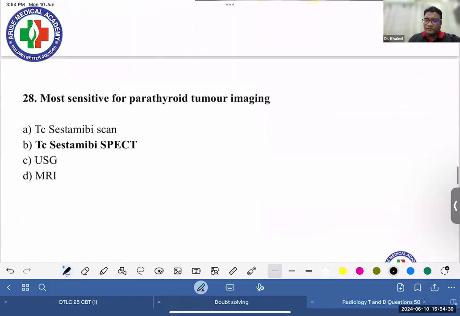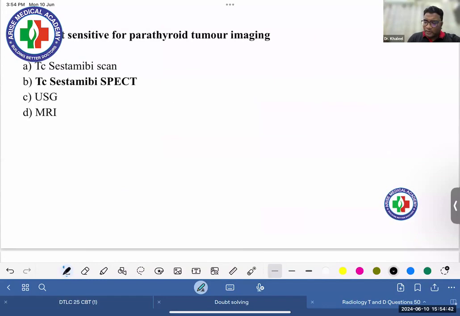Okay. What is the most sensitive for parathyroid imaging? Remember, for localization of parathyroid adenoma.